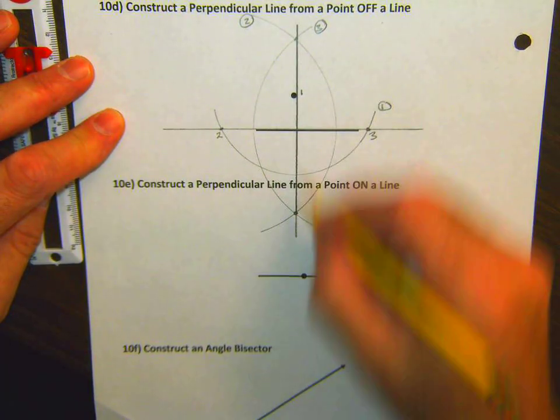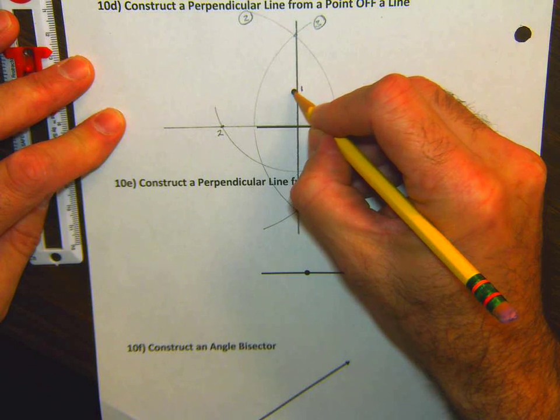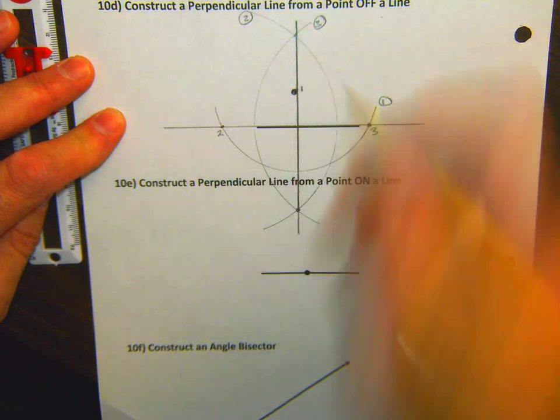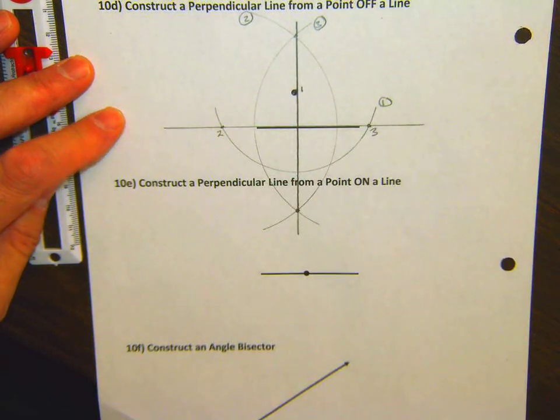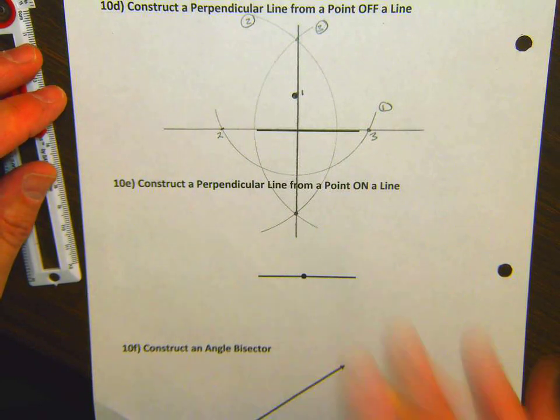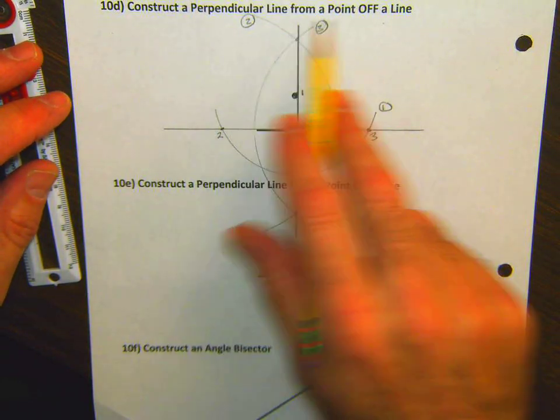Now I was slightly off here, which made me miss this a little bit, but if it's touching that point, I'm going to be okay. So that's how you make your perpendicular line from a point off the line.